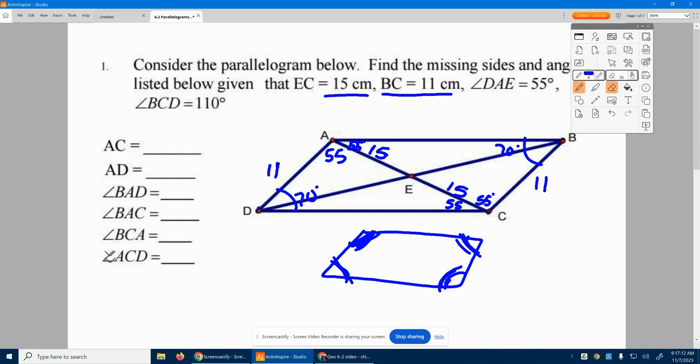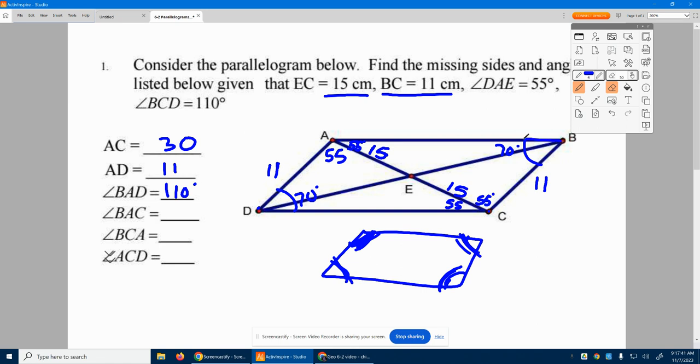It says, hey, what is A to C's length? Well, we know it's 15 plus another 15, so he is 30. What about A to D? A to D, well, we know he is 11. A to D right there was 11. What about BAD? Angle B to A to D. B over to A to D all together, that's that whole angle right there. That is 110.